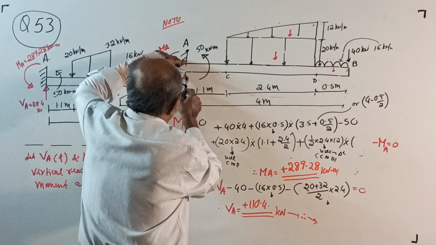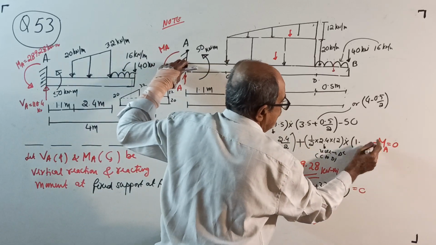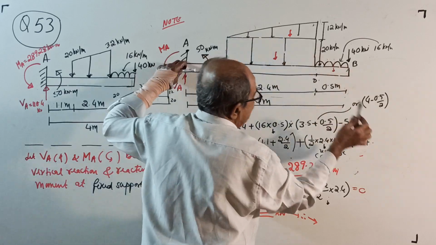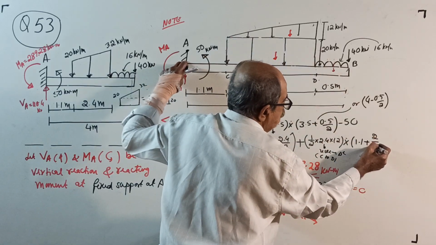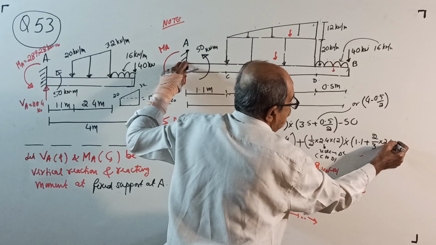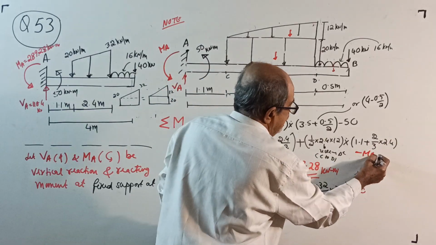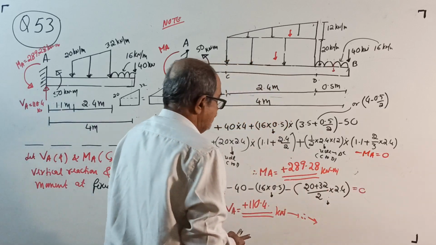into 1.1 plus from here to here is 2 by 3 of 2.4. Then as usual minus ME equal to 0, and you get the value of ME.